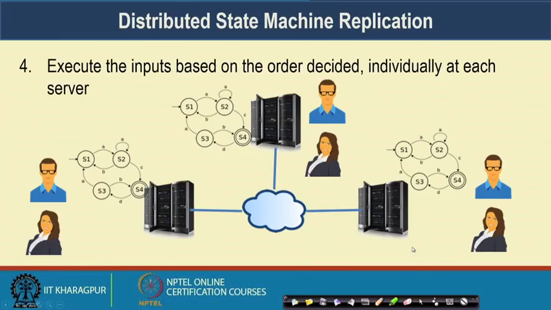Once this ordering is done, every individual system executes the inputs based on the order which has been decided, and executes them individually at each server. Once this information is executed in each server in that particular order, you know that first the transaction corresponding to Bob will get executed, then the transaction corresponding to Alice will get executed, and all the servers reach the same state, that both Bob and Alice have transferred their share of the money.